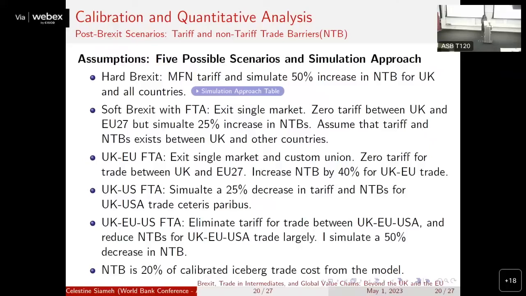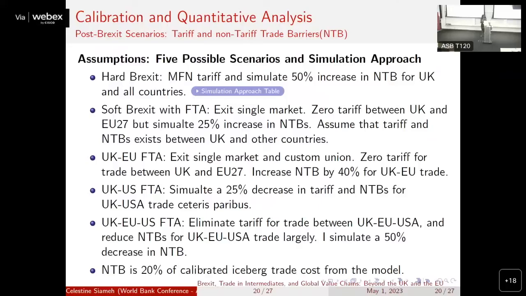So that will be MFN tariff. And I simulated a 50% increase in non-tariff trade barriers, because there will be a high increase in non-tariff trade barriers between the UK and other countries. And I'll talk about just the hard Brexit and the soft Brexit.